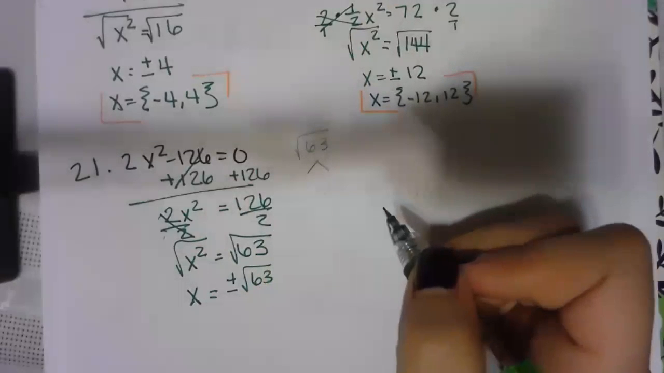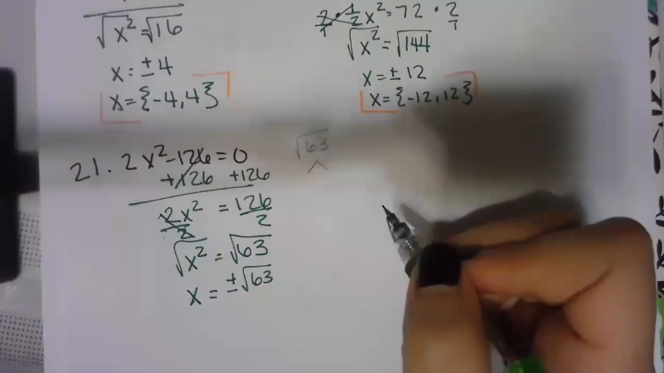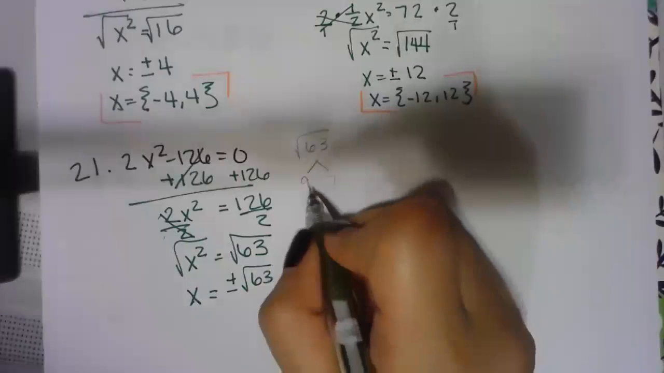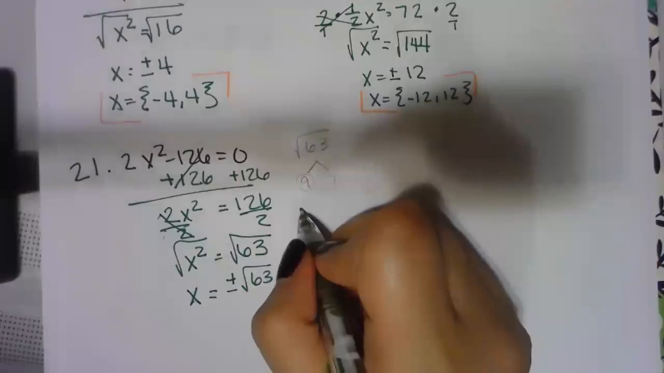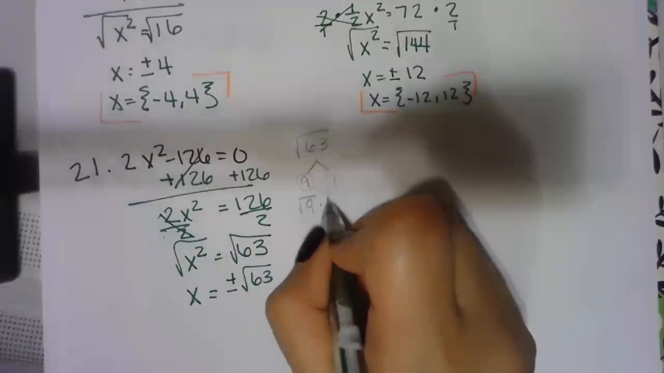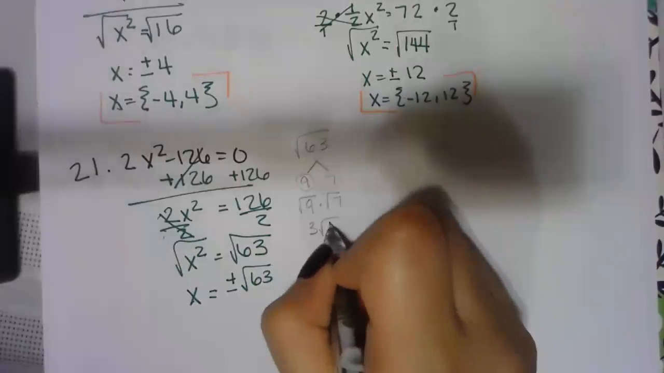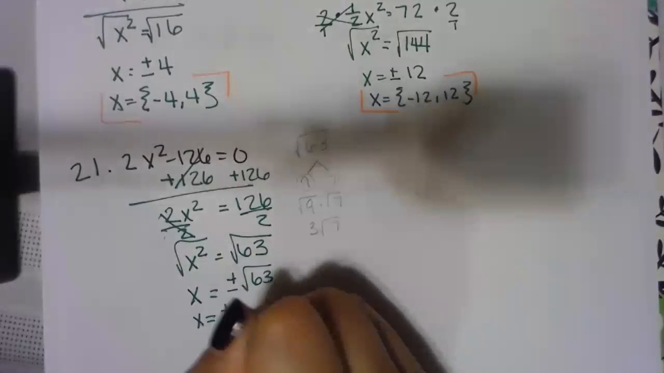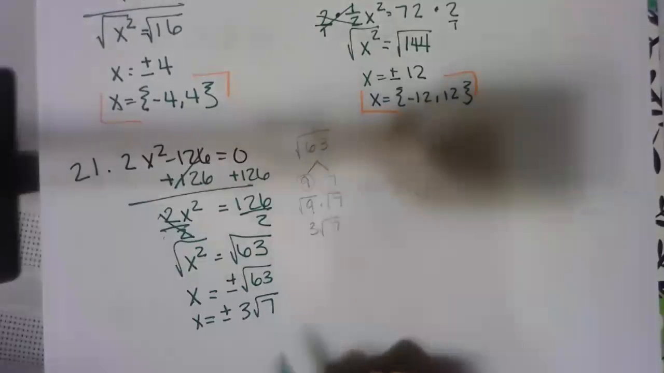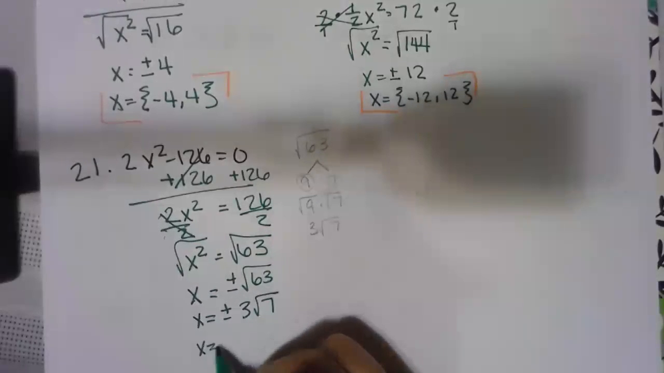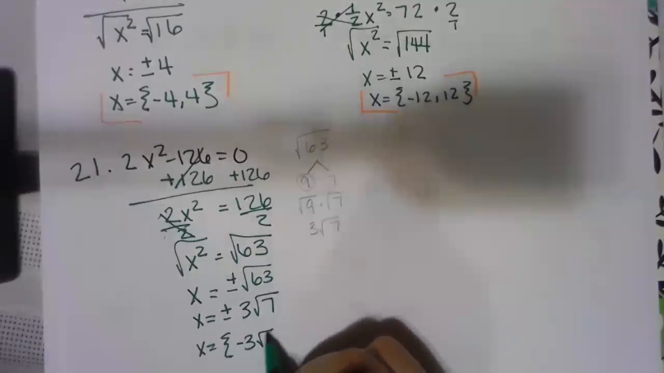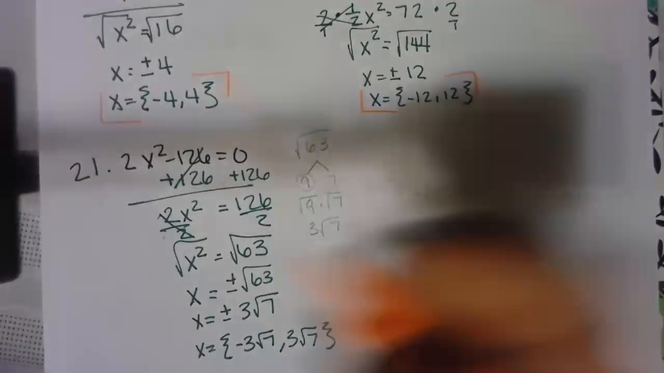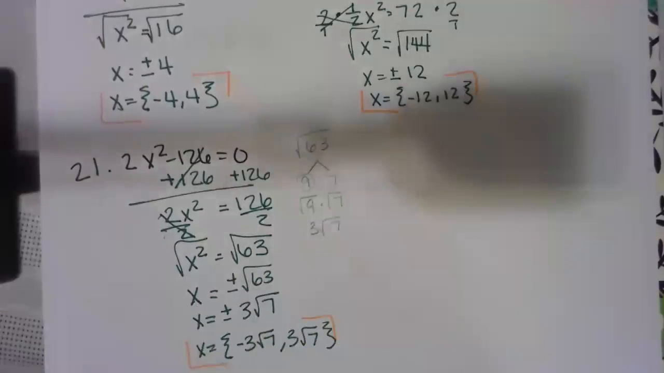If you can find the biggest perfect square that goes into 63, which in this case would be 9, because 9 times 7 is 63, you can take the square root of 9. Well, this would be the square root of 9 times the square root of 7. Well, that's 3 square roots of 7. So then you're going to rewrite the square root of 63 as plus or minus 3 square roots of 7, and it's perfectly the exact same thing. And so then that would be x equals, open curly brackets, negative 3 square roots of 7 and 3 square roots of 7. And there you go.